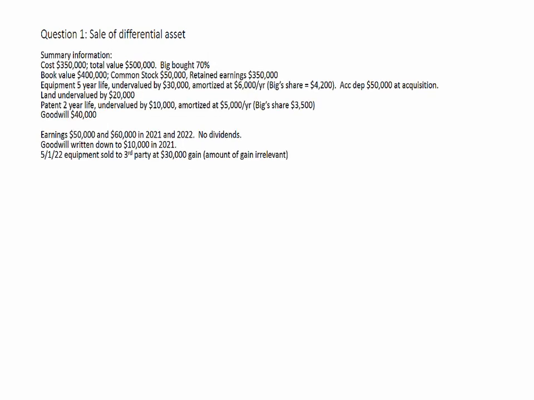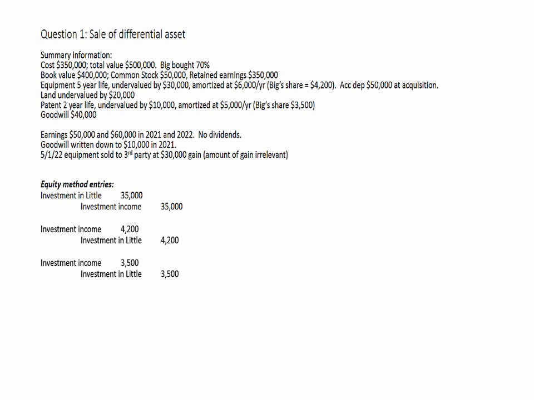And again, here's a summary of the information that's relevant, and let's go through our equity method entries for 2021. First, we have our share of Little's reported earnings. 70% of $50,000 is $35,000. And then our various amortization charges. First, the equipment amortization. Again, the total amortization was $6,000, our share $4,200. The patent amortization, our share $3,500.